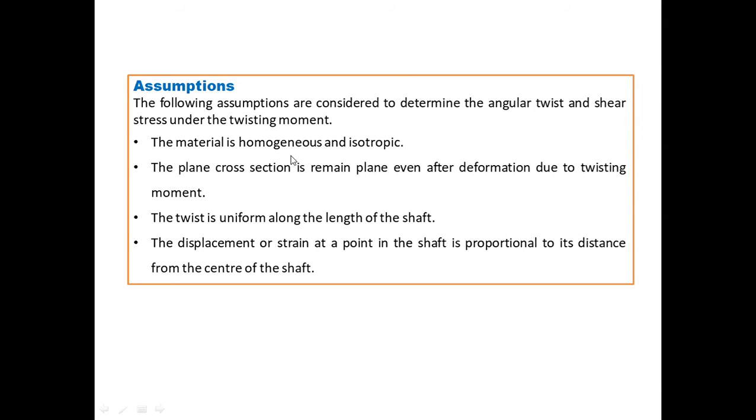The first assumption is that the material is homogeneous and isotropic. Homogeneous means the member is composed of the same kind of material. Isotropic means the properties of the material are the same in all directions.